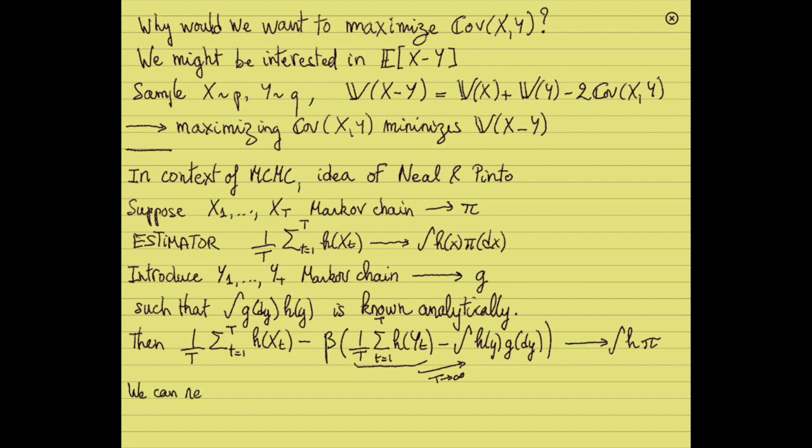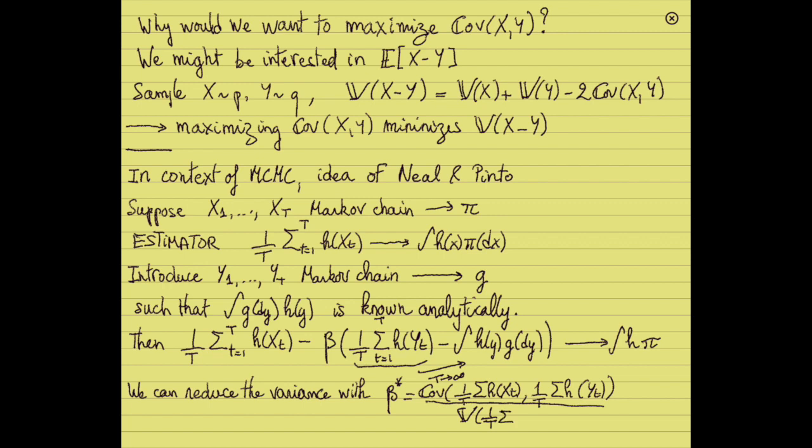And then we can think of choosing beta optimally to reduce the variance of this new estimator. We can compute the variance as a function of beta. It's a quadratic function, and we can optimize it, so we can find the beta star that minimizes the variance of the new estimator, and it will be given by basically the covariance between the average over the two chains, rescaled by the variance of the first chain.